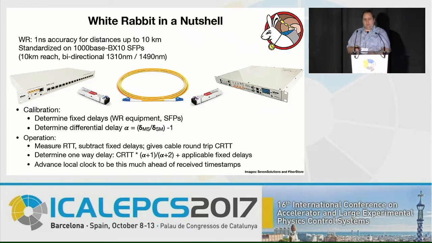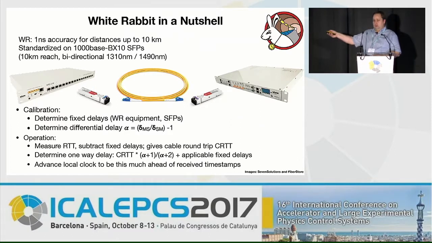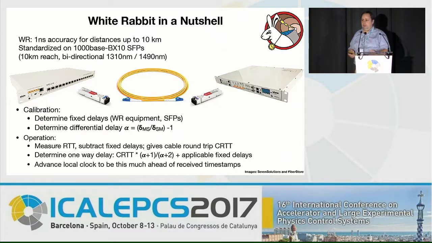I don't really think I need to explain White Rabbit here anymore, but just in a nutshell, you've got your switch where you can hook up to 18 devices, through an SFP, a bit of single mode fiber, another SFP, and then you go into the end node, and this is generally the end node that we are using, which is the 7 Solutions White Rabbit ZEN.